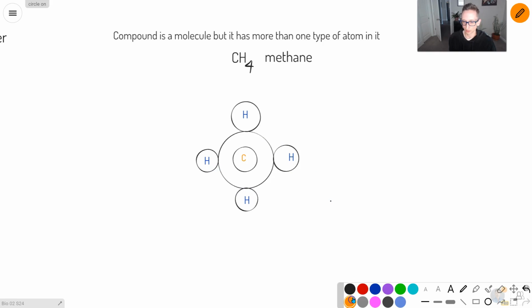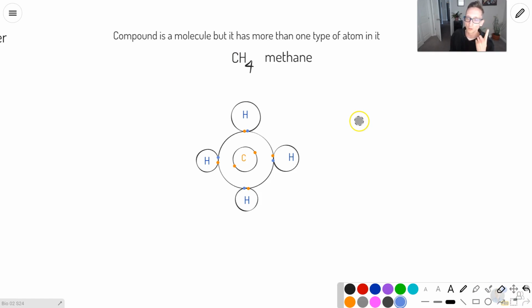Okay, so now we need to draw in our electrons. I'm going to draw these electrons in different colors just to make it clear. We've got our carbon's electrons: 1, 2, and then it's going to be 1, 2, 3, 4. And then we can have our hydrogen's electrons getting added in: 1, 2, 3, 4.